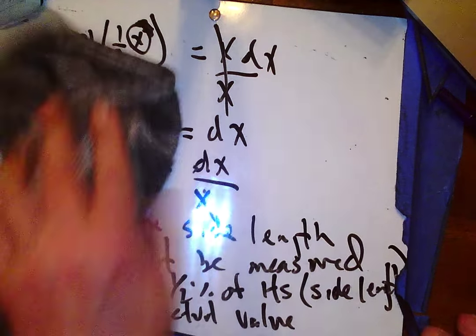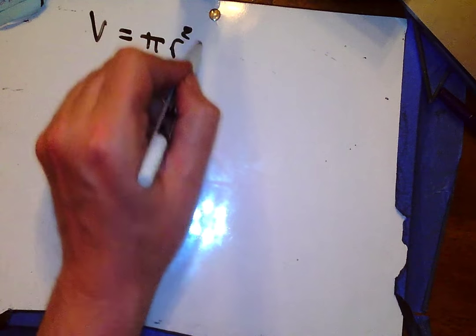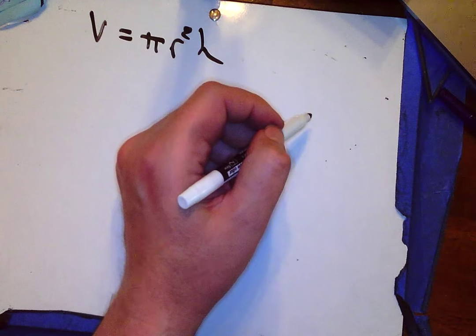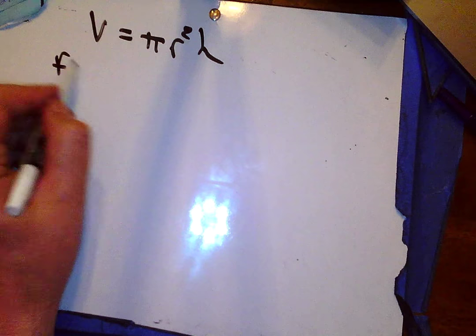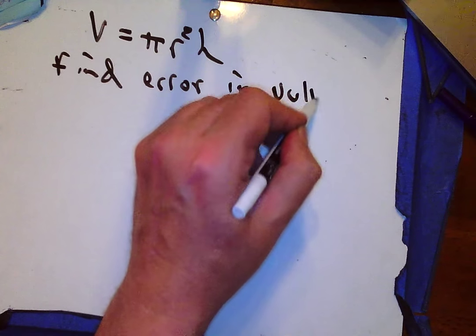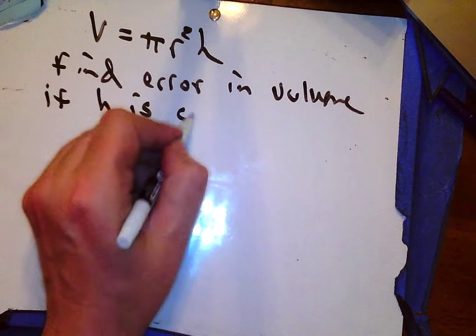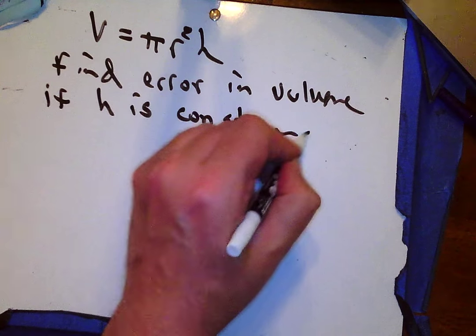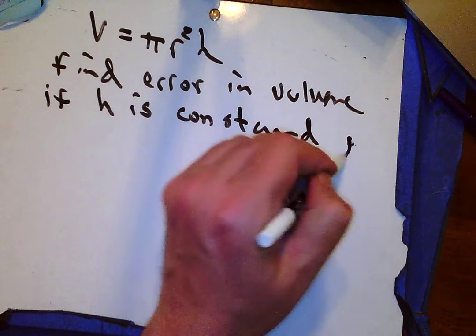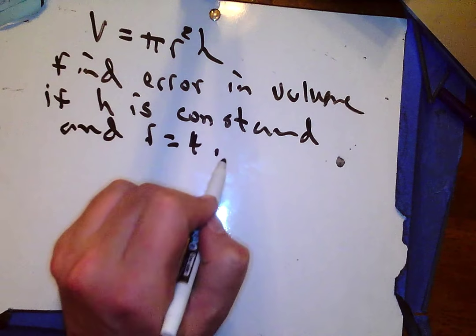Think you can do these? I know, it's kind of exciting. So try this last one on your own. We're talking about the volume of the cylinder, which is pi r squared h. And I want to find the error in volume if h is a constant and r equals 4.